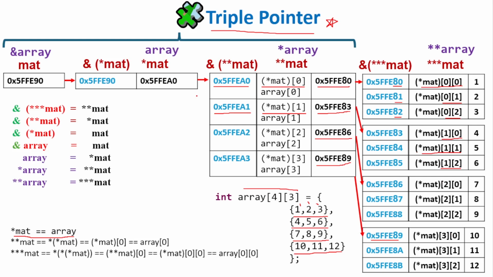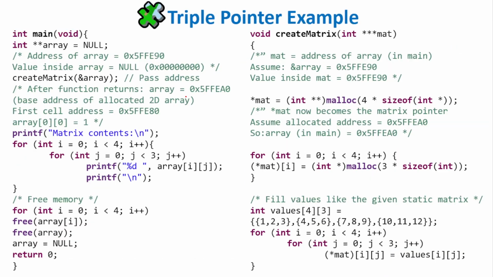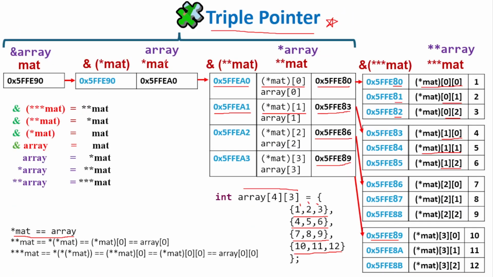To answer this, we use a function named createMatrix, whose argument is a triple pointer called mate. In the main function, we define a double pointer named array and we pass its address to createMatrix. Let's see what happens in our graphical memory chart.